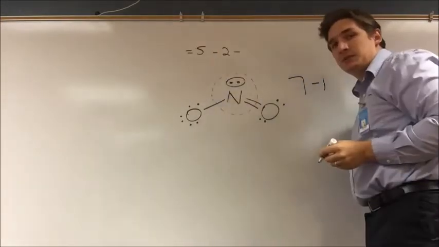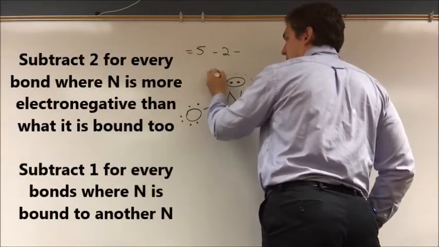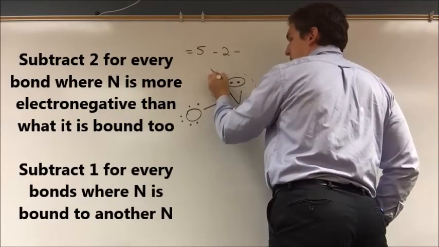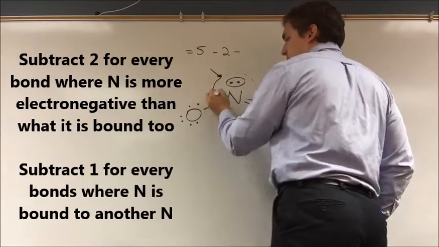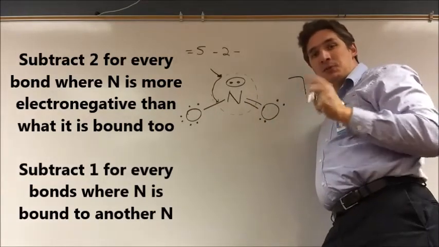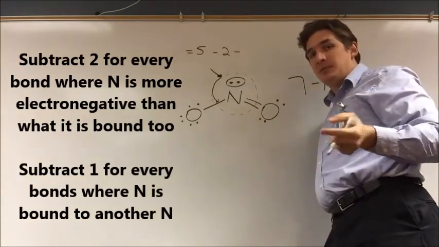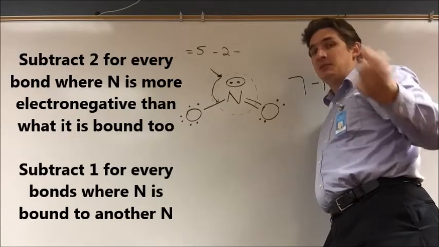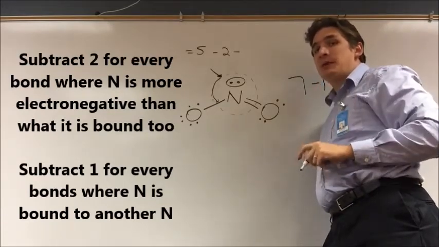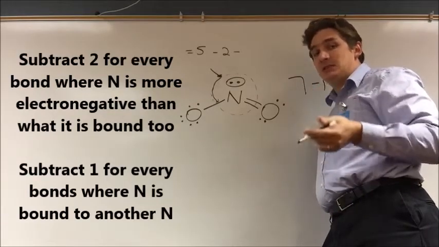Now we need to start going around the circle. As we move around the circle, we're going to add 2 for every bond where nitrogen is more electronegative than what it's bound to. Add 1 for every time nitrogen is bound to another nitrogen atom, and we're not going to add anything where we're bound to something where nitrogen is less electronegative.